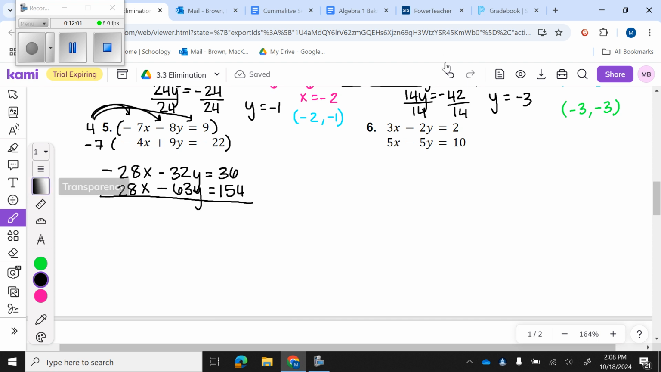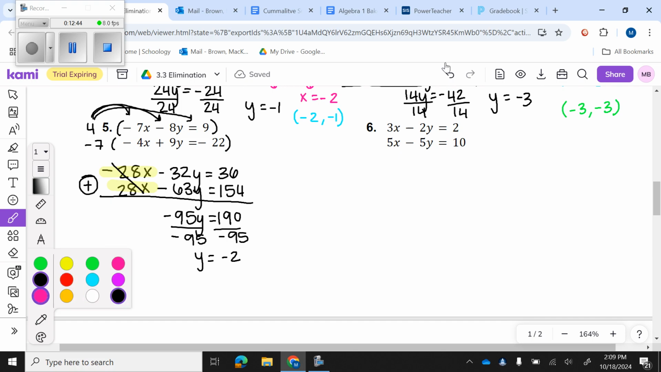Now I'm going to check that I have the same coefficients but opposite signs, which I do, which means I'm good to go. I'm going to add to eliminate. Negative 28 plus 28 cancels to give me 0. Negative 32 plus negative 63 gives me a negative 95y equals 36 plus 154, and I get 190. I'm going to divide both sides by a negative 95, and I'm going to have y equals negative 2.